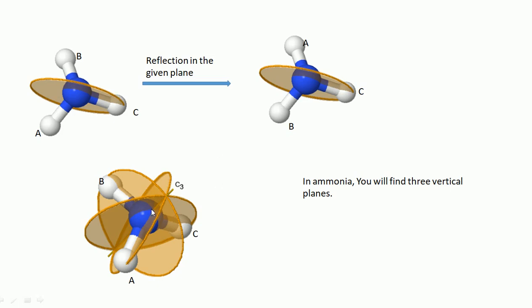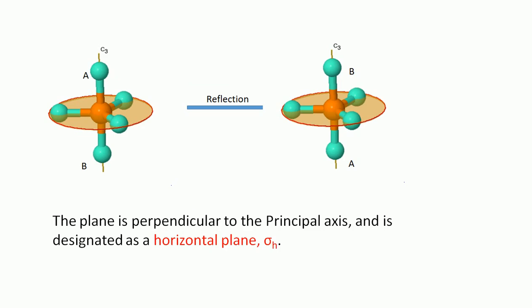In the same way, you can choose three planes. One is passing through nitrogen and hydrogen A, and another one through nitrogen and hydrogen B. So you have these three planes of symmetry, and all three planes also contain the principal axis C3. Therefore, the ammonia molecule has three vertical planes of symmetry. And let us take another example, PCl5.